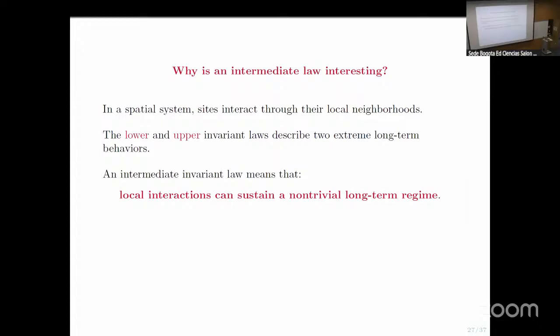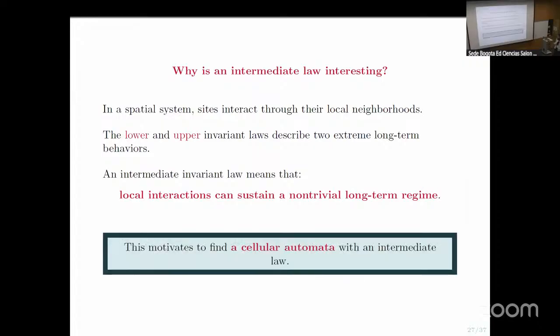Why are these intermediate invariant laws interesting? Because it means that if you have these special models that interact locally, and you start with this interaction, then you create something that does not go to 1 or to 0, or more precisely, does not go to the lower bound or the upper bound. So the question was, we start with a cellular automaton. Can we define a cellular automaton? Because then we have precise local interactions, can we find a cellular automaton with this phenomenon, with an intermediate invariant law?